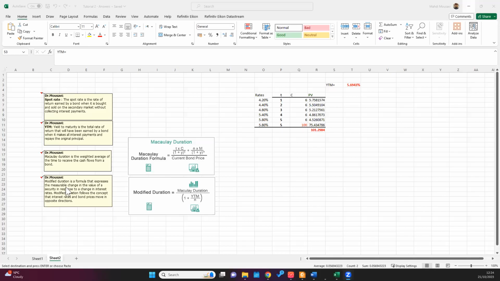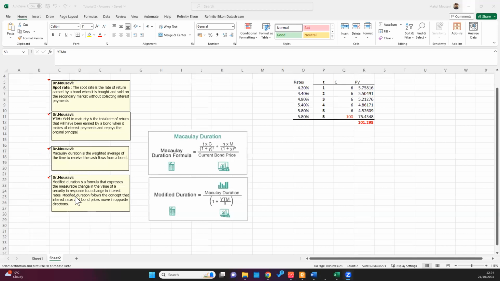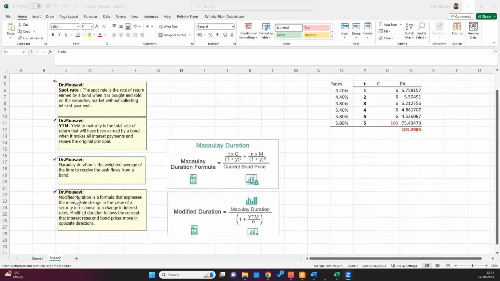So there are two measures which are related to interest rate risk, and basically they are used to estimate changes in the price of bond, specifically talking about modified duration, if the interest rate changes. So the first one is Macaulay duration.